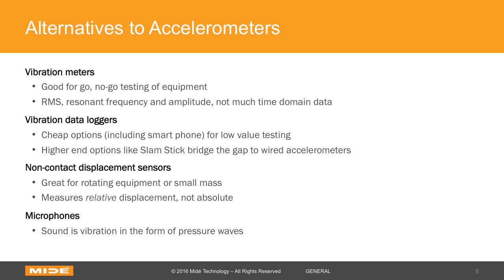The type of sensor that people sometimes forget about for vibration testing is microphones. Sound is vibration in the form of pressure waves. So you can use microphones in the cheap way, where you just use sound levels to determine relative vibration amounts. But you can even dive in a little deeper and get frequency content from sound. And there are high-end microphones out there specifically for acoustics and vibration testing. So those are some alternatives to accelerometers if you want to go that route.